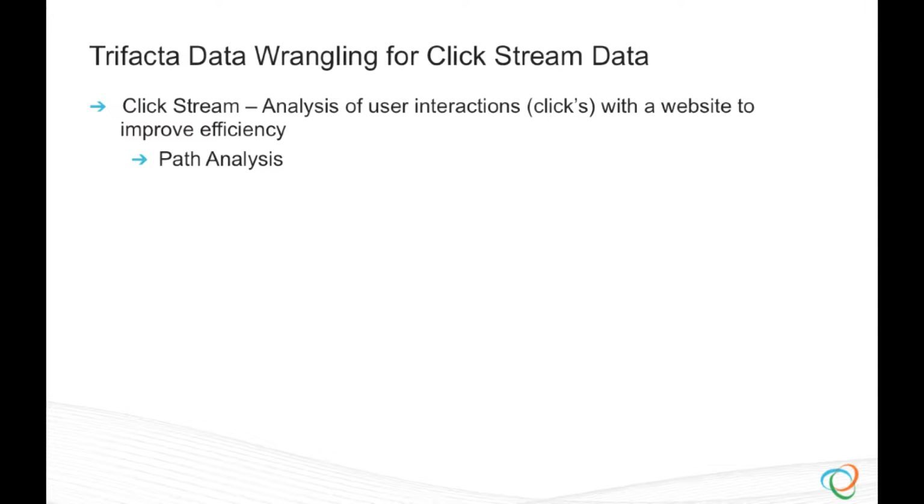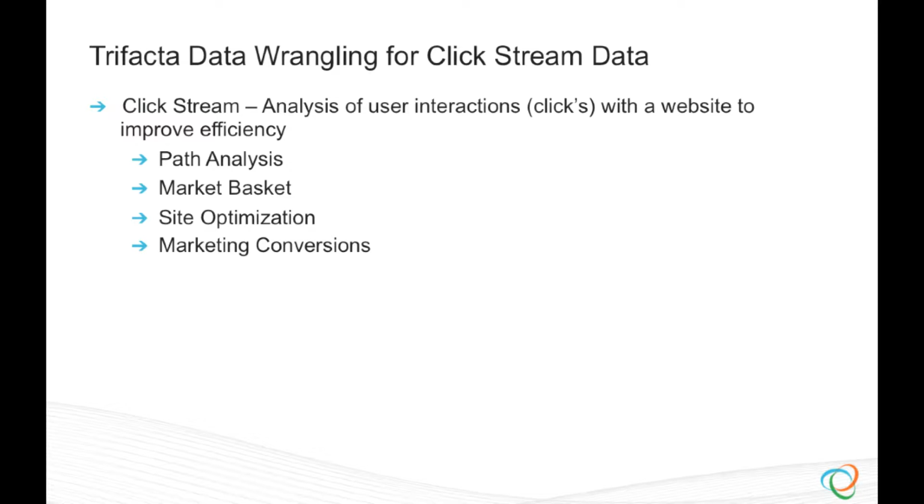Specific outputs of ClickStream are path analysis. What paths do users take through the website? Market basket. For companies selling products, do users fill their shopping cart and then ultimately buy those products? Site optimizations. Are there broken links or other problems with the website? And marketing conversions. The campaigns that are developed, do they actually lead to the desired outcomes?